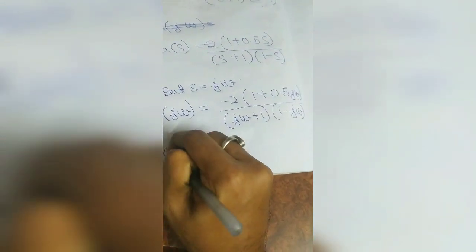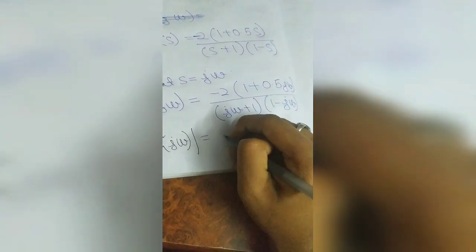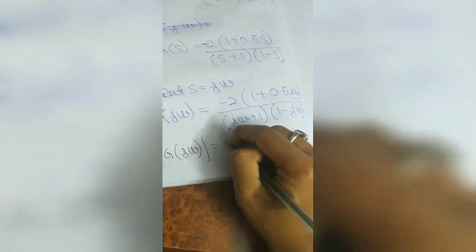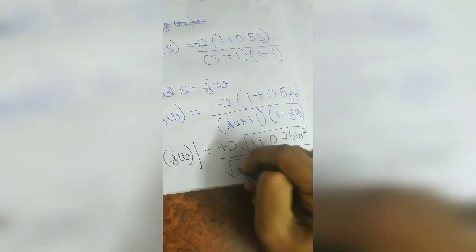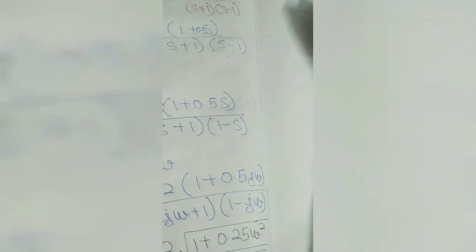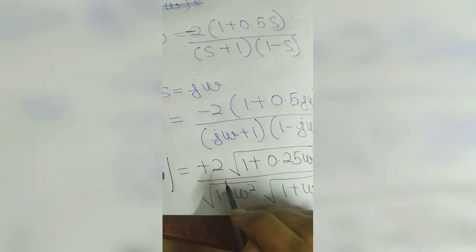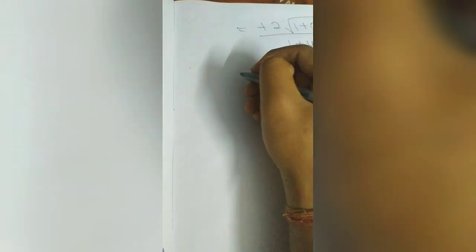Then next we have to find the magnitude value of G(j omega). What is the magnitude? If we take the root square, it will be 2 root under of 1 plus 0.25 omega square, by root under of 1 plus omega square and root under of 1 plus omega square. If we multiply these two, it will become 1 plus omega square.